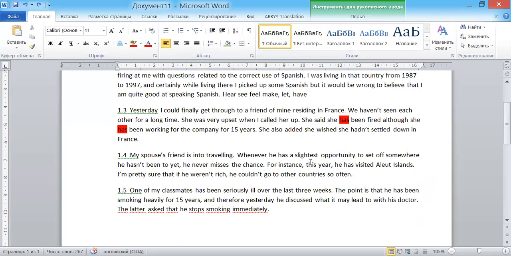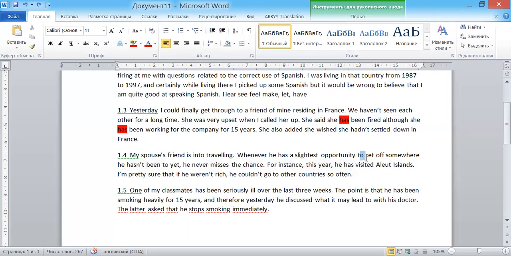Whenever he has the slightest opportunity to set off somewhere he hasn't been to yet, he never misses the chance. Whenever implies the use of the present simple tense. He has is the present simple tense, so it's okay. Slightest. Many people believe that whenever we use this form of comparison, the superlative degree, we are supposed to use the article the always. No. It means one of slightest opportunities. That's why we can use a.